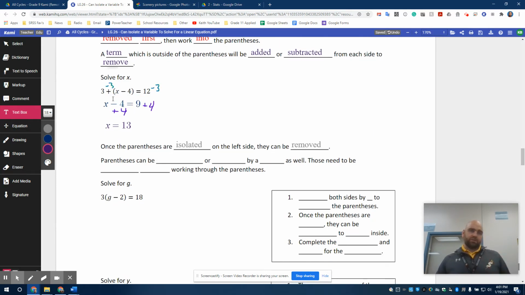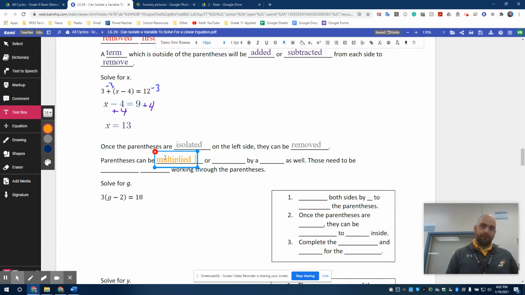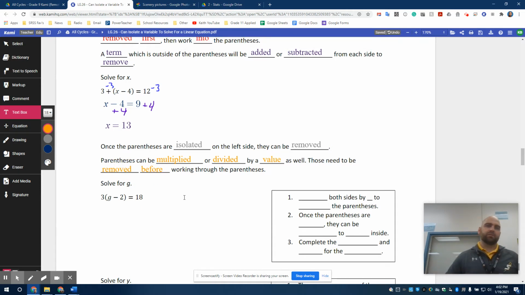Now, that's if there's a term on the outside. Parentheses can also be multiplied or divided by a value as well. Those need to be removed before working through the parentheses.